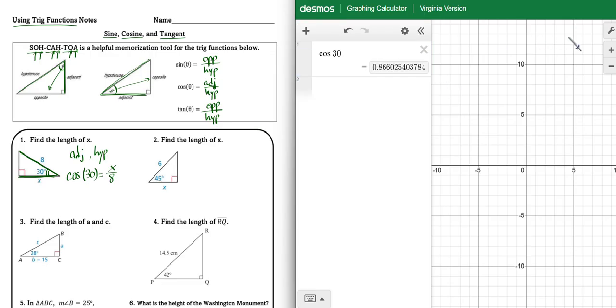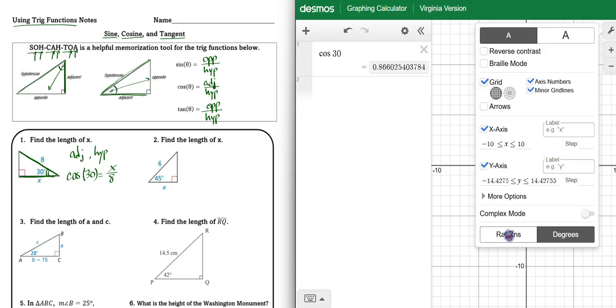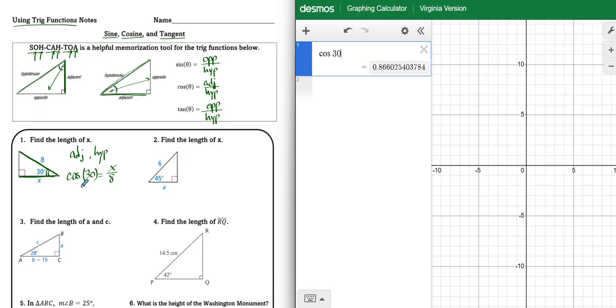Always make sure your calculator is in degrees, not radians. Radians is really how an angle relates to a rotation around a full circle. Radians deals with it in terms of pi, where degrees is what you're familiar with, where it talks about the angle that we're rotating. So always make sure your calculator is in degrees. So that would give us that decimal of 0.8660 equals x over 8.